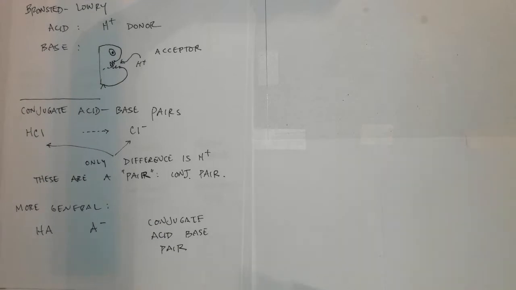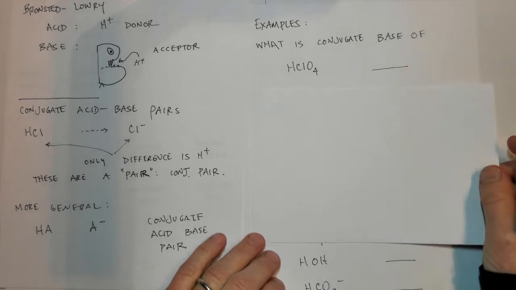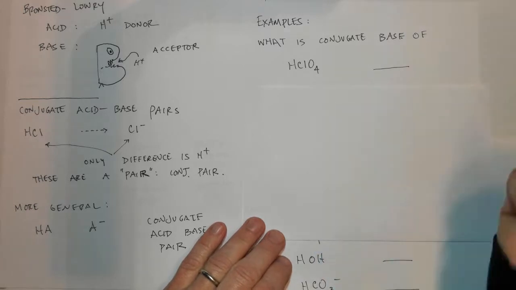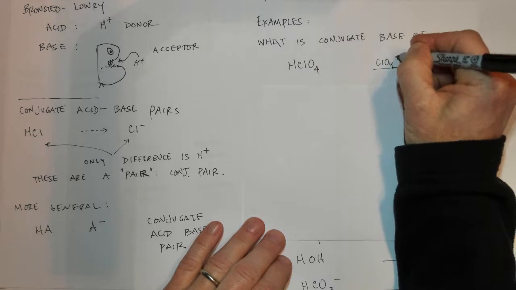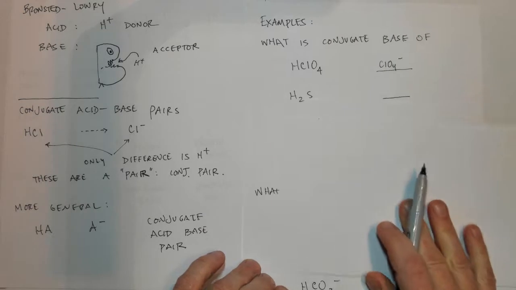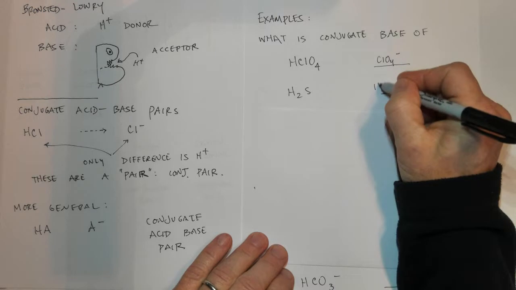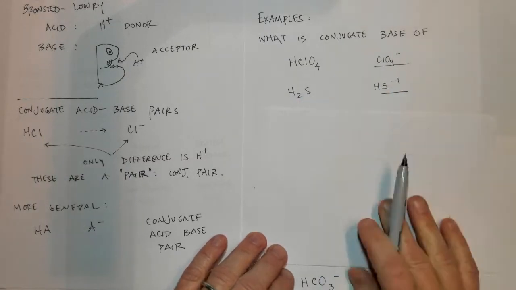Now let's do a little bit of practice in identifying and writing the conjugate base of a species, and let's do a bunch of these as examples. So HClO4, what would be its conjugate base? Well, remove the proton, and ClO4- would be remaining. This would be the conjugate base. What would be the conjugate base of H2S? Well, remove a proton, and the thing remaining would be HS, and it would have a -1 charge because it lost a hydrogen.